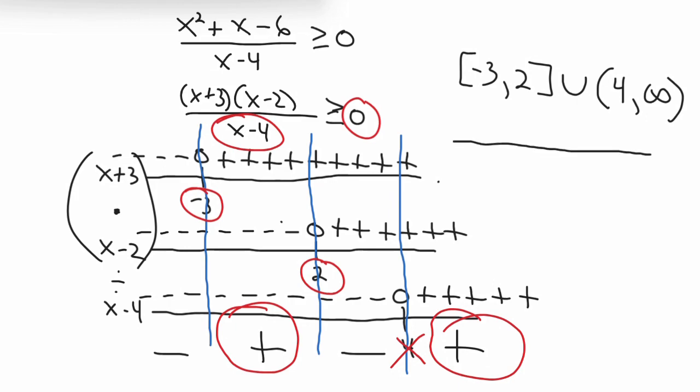And if you wanted to do a graph of your answer, you could do it like this. So bracket at negative 3 up to 2. So in between those, negative 3 and 2. And then starting again at 4, we got a parenthesis at 4. And then it just keeps going to the right and it's not going to stop. So it's going to look something like that.